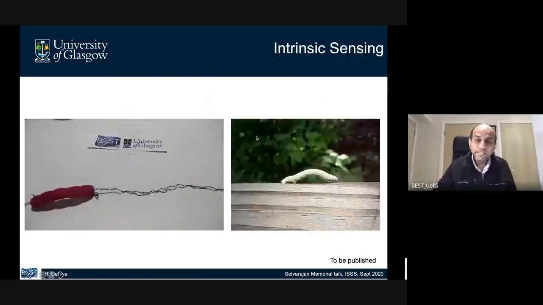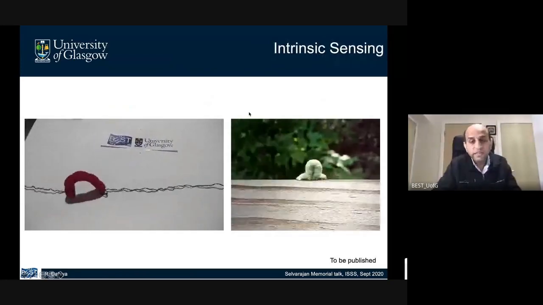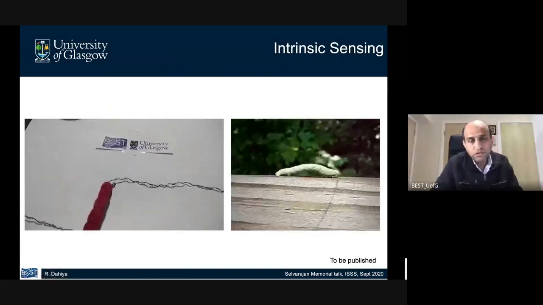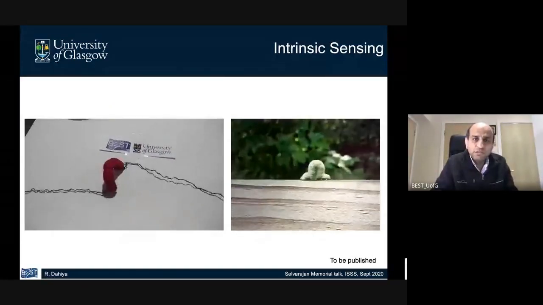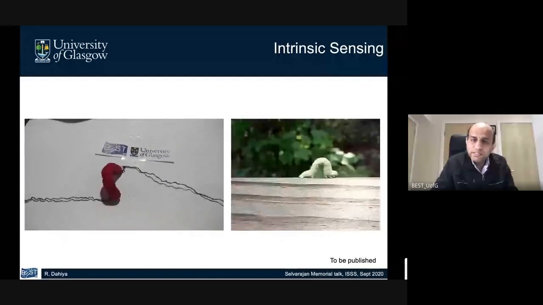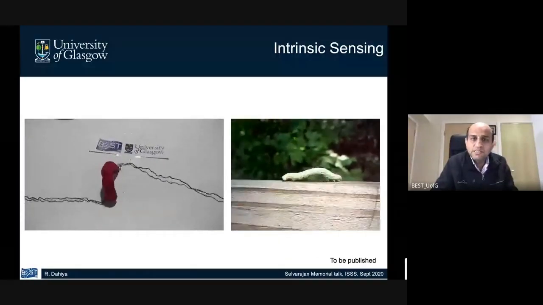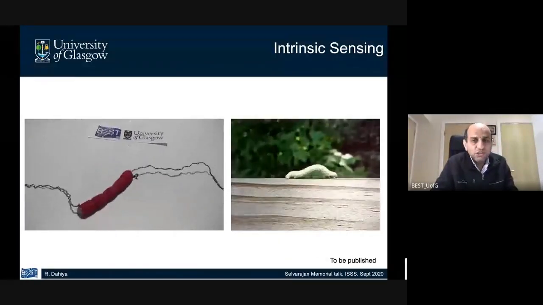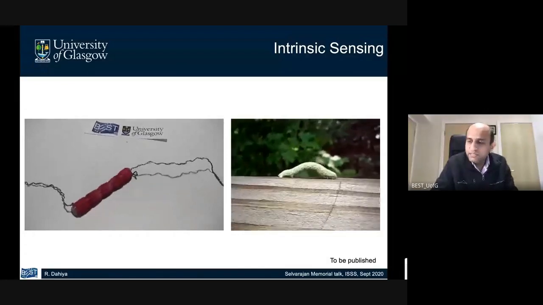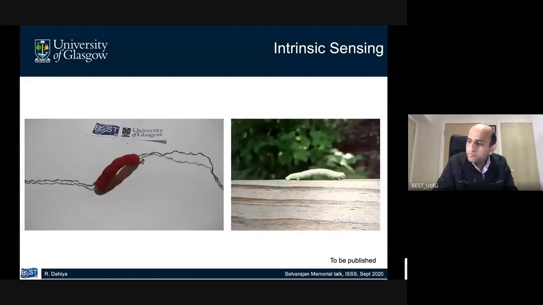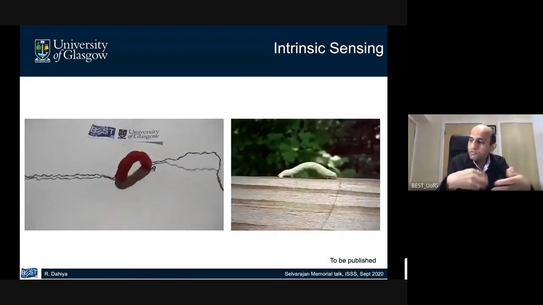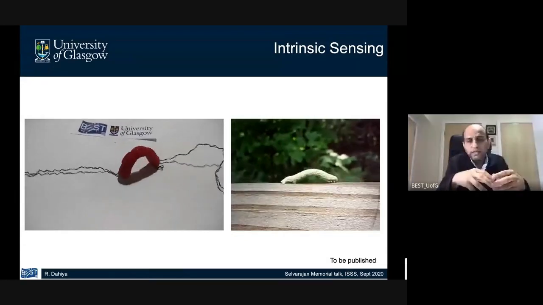Coming to the next part, which is the intrinsic sensing and connected to soft robotics. Currently, soft robotics is all about some sensors being embedded, but those sensors are not distributed. So that's where the current state lies.